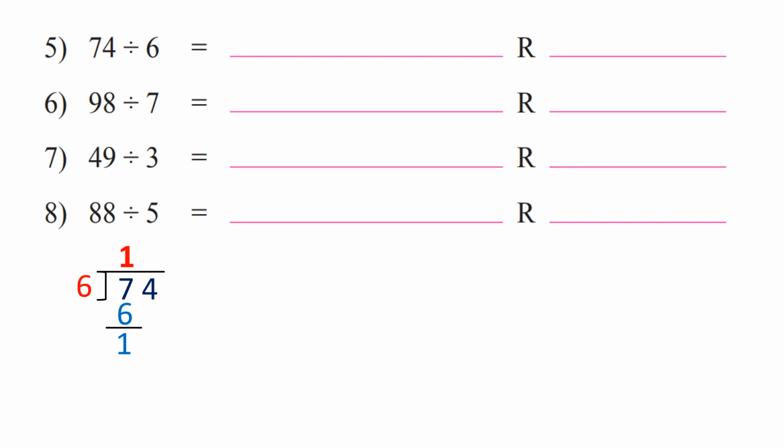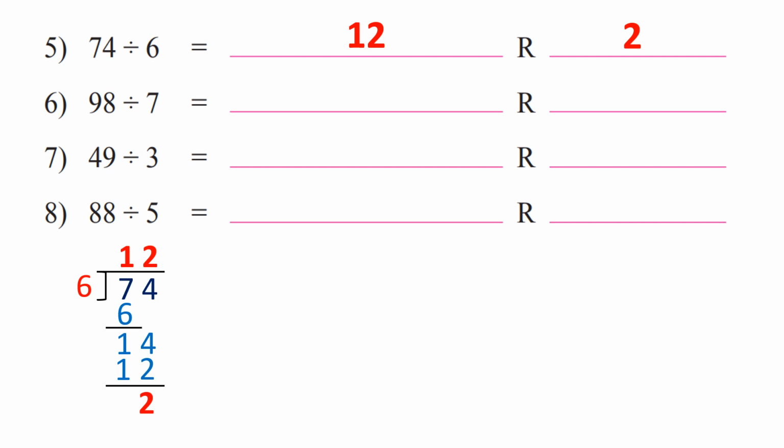Then bring down the next number, which is 4. Now you have 14. 14 divided by 6, you have only 2. 6 times 2 is 12. Next, 14 minus 12 is 2. Now your answer for number 5 is 12 remainder 2.